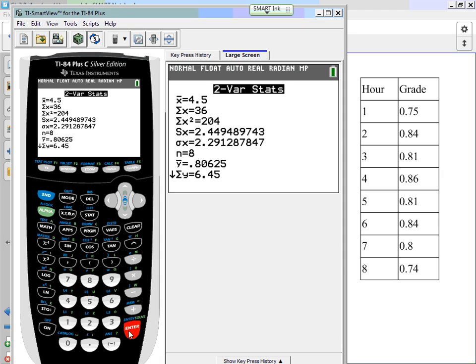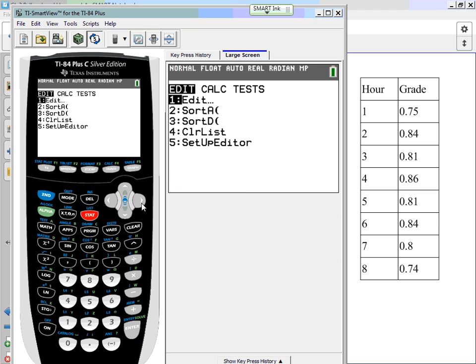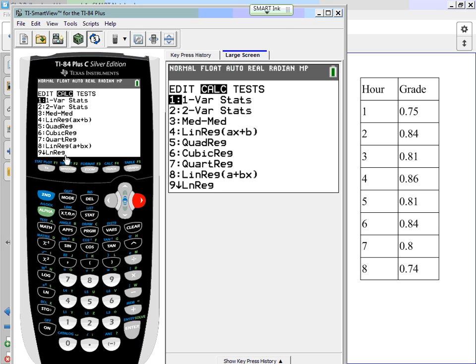I made a mistake again. I don't want this. Go to stat, calc. We want a line. We want to know what the equation of the line is. You can either do linear regression, or you can do linear regression here. Now notice the difference. This is going to put your slope first and then your y-intercept. This is going to put your y-intercept first and then your slope.